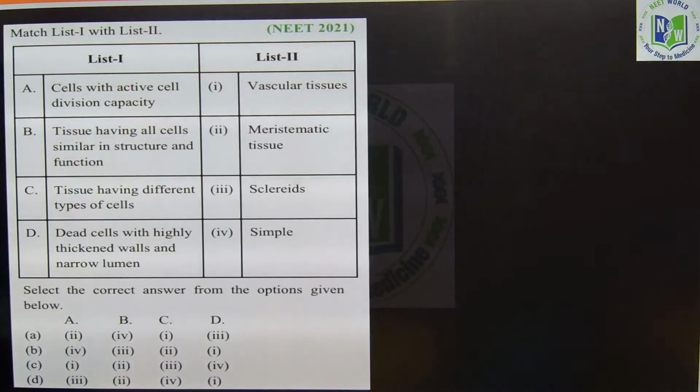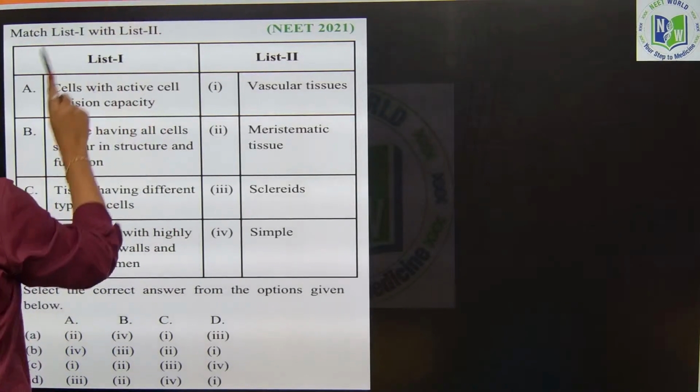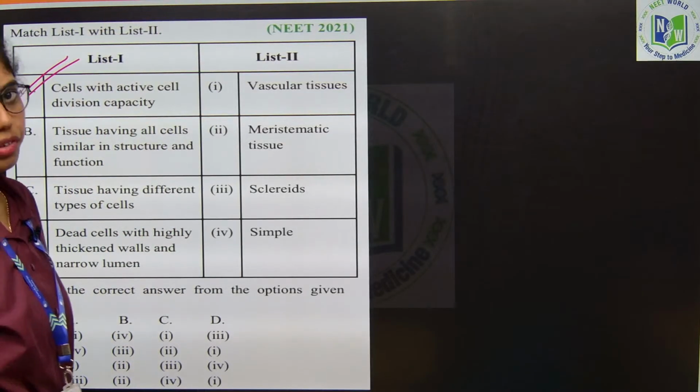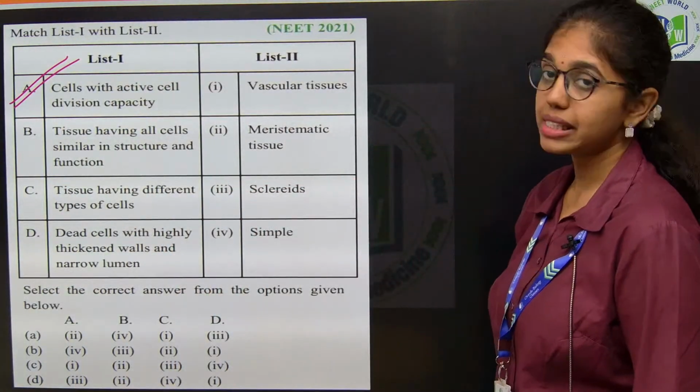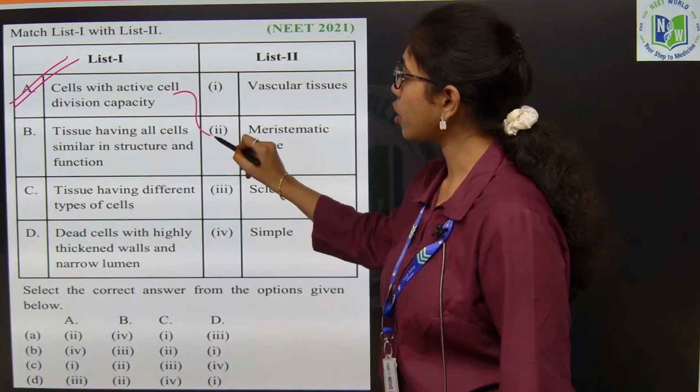Match the following type of question, which appeared in NEET 2021. Here you see list 1 and list 2. Cells with the capacity of cell division: of course, meristematic cells, right? Meristematic cells are meristematic tissue. So here A is option 2.